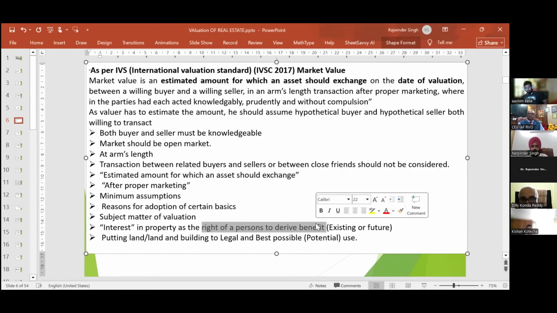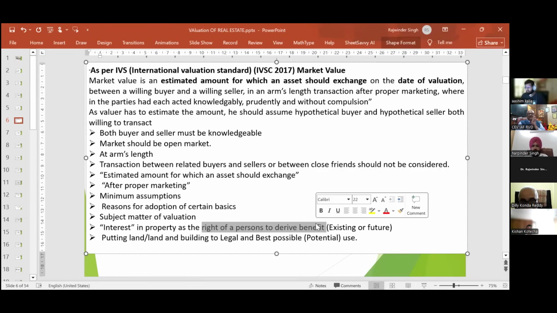When you buy a property, let us suppose you buy a land. So basically, what have you got? You have got the right to construct a building over it. You have got a right to sell this property. You have the right to change this property as per your wish. You have basically bought certain rights, a bundle of rights.